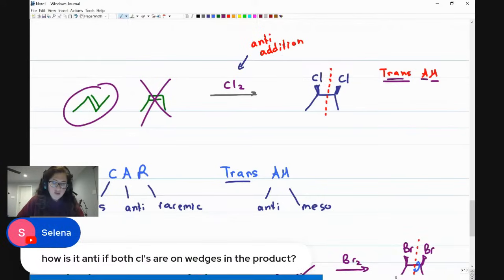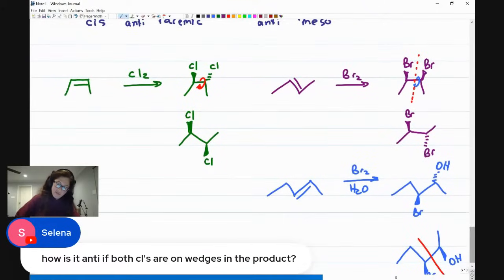How is it anti if both Cls are wedges on the product? That is a really good question. Both Cls are wedges because I rotated this way on purpose to trick you. But as I showed you here, if I have something that looks like this, there is free rotation around the carbon-to-carbon bond. It's sp3 hybridized, 109.5. They can rotate and rotate. And so this is what it would look like.